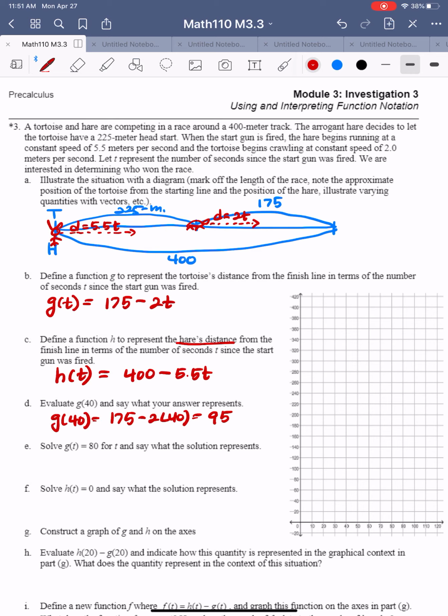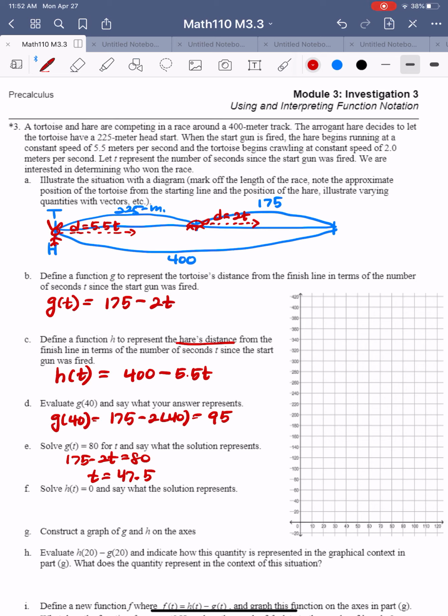And then g of t equal to 80 means, g of t was 175 minus 2t equal to 80. And then when you solve for t, it becomes 47.5. And this problem means that when he has a distance from the finish line where the tortoise is still 80 meters, that is when he has gone for 47.5 seconds.